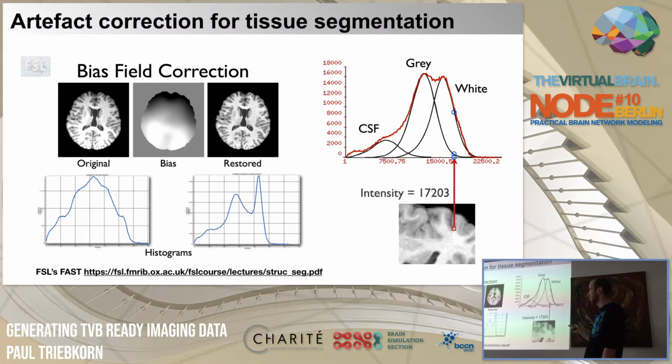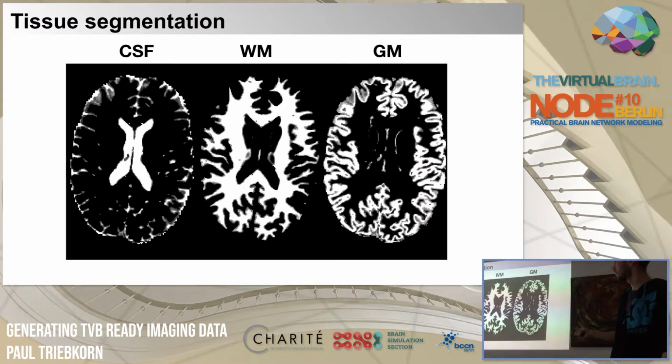And then we can look at what's the probability that this is cerebrospinal fluid? And this is this blue circle here. What's the probability for it to be gray matter? Would be this one, still pretty low. And what's the probability for it to be white matter? Well, this is pretty high, right? And this is used together with other information and other algorithms to segment the image into cerebrospinal fluid, white matter, and gray matter.